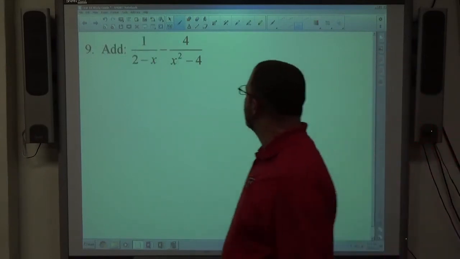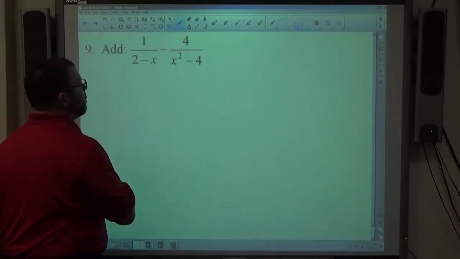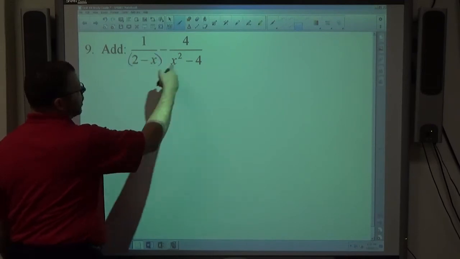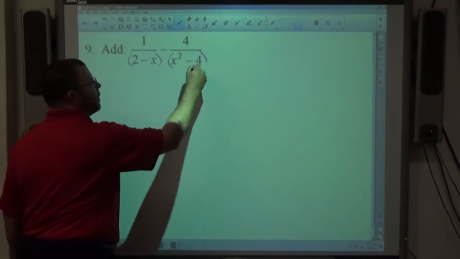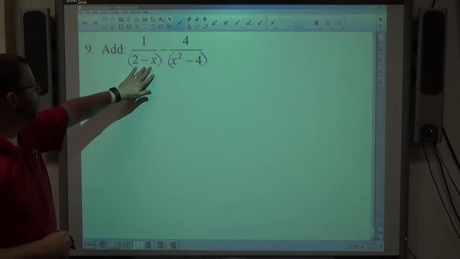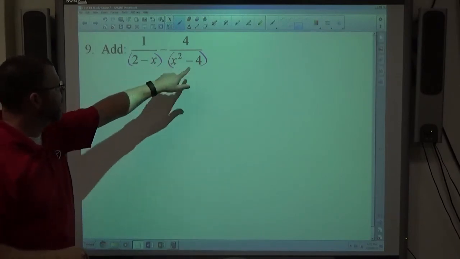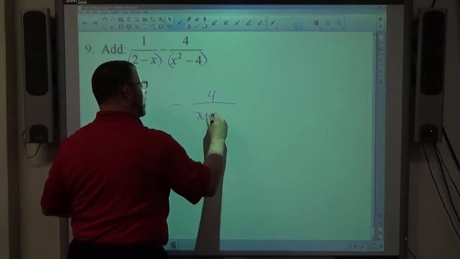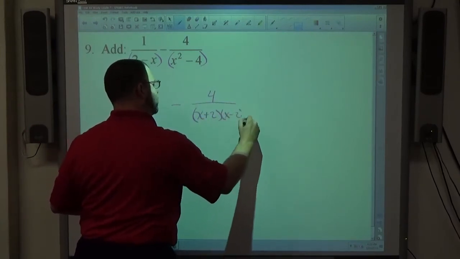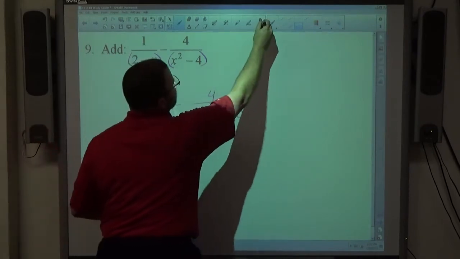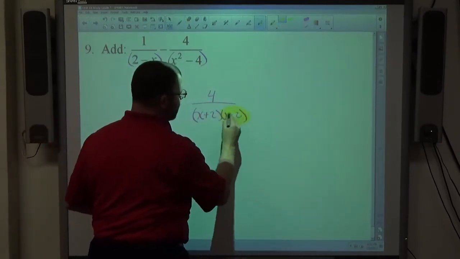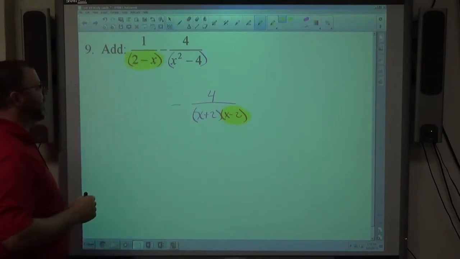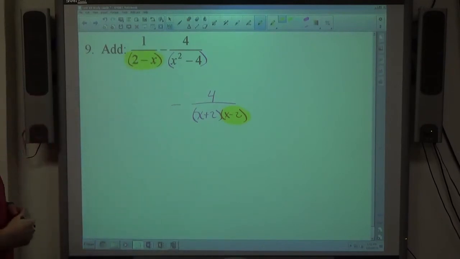Okay, number 9. We're supposed to add by getting a common denominator. Before we start worrying about getting a common denominator between these two things here, it's better to have both these denominators factor completely. I can't make 2 minus x any simpler than it is, but x squared minus 4 is x plus 2 and x minus 2. And what you'll notice about this is x minus 2 and 2 minus x are exactly the same thing, except the signs don't match. So that's the kind of thing you should expect to see here.